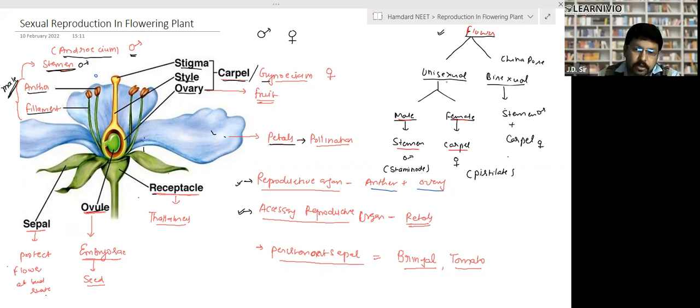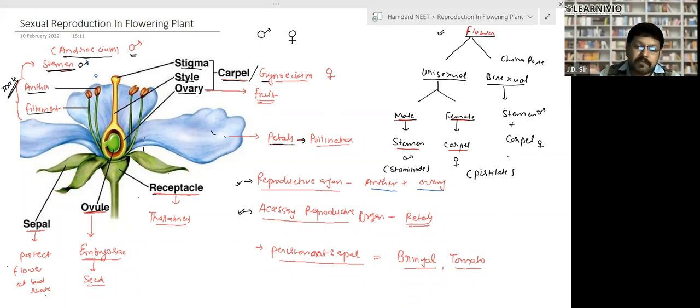And look, flowers are of two types. What? Unisexual and bisexual. Bisexual flowers are those which have both reproductive organs. In the same flower, there will be stamen and carpel. Both parts will be present. Unisexual flowers are those where male and female flowers are different. Male flowers will have only stamen and female flowers will have only carpel. These kinds of flowers are found in papaya, right? Mostly the flowers are bisexual.